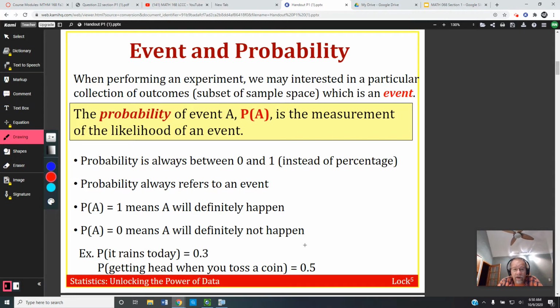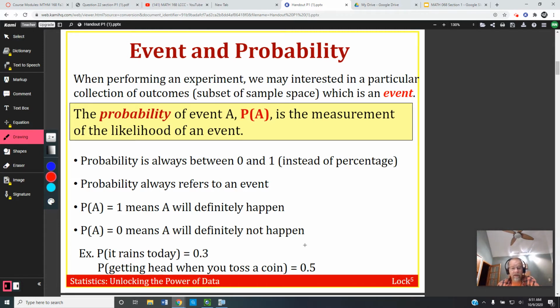Some facts are that the probability is always between 0 and 1. Instead of percentages, we don't use 50%, we use 0.5. We don't use 75%, we use 0.75. Probability is always referred to as an event. The probability of A equal to 1 means that it will definitely happen. The word definitely is associated with a 1 because it has 100%, 1.0. It definitely has to happen since the scale only goes from 0 to 1. Likewise, a probability of 0 means it's definitely not going to happen.